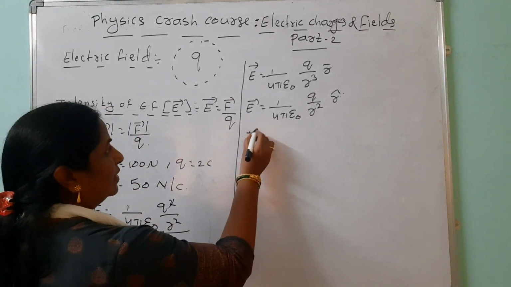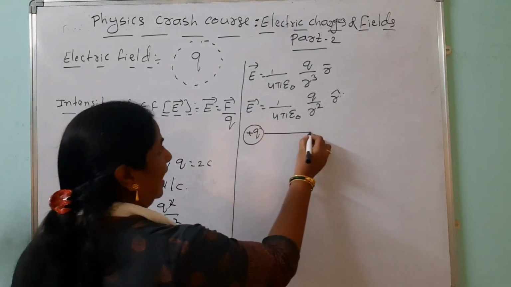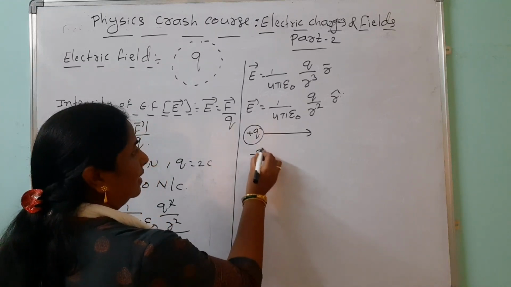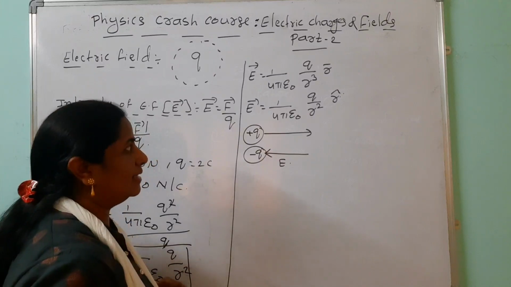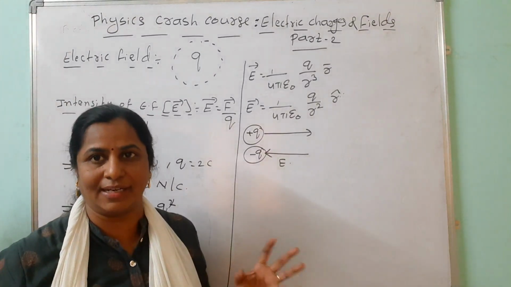Suppose we take a positive charge, it acts away from the charge. If we take a negative charge, it is towards the negative charge. This is the direction of the intensity of electric field.